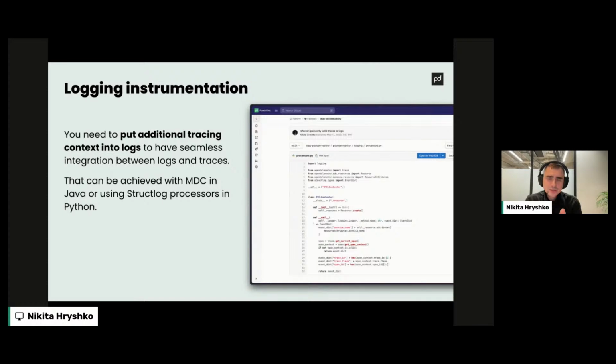The next thing we did, 33 lines of code, we ensured that we have all required tracing context in any of our log records. Without that, you can't have seamless integration between logs and traces. And that can be easily achieved, for example, with MDC context in Java or using structlog processors in Python. Nothing complex again, but the thing you need to care about and not to forget.